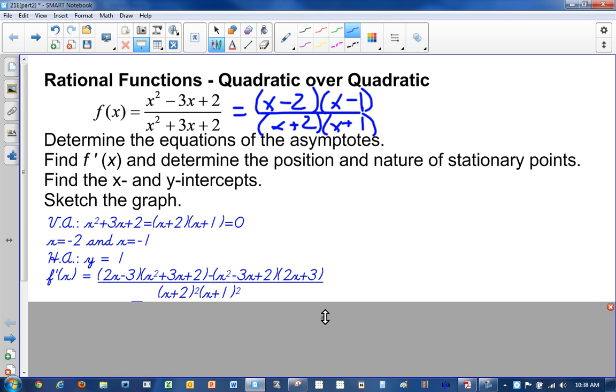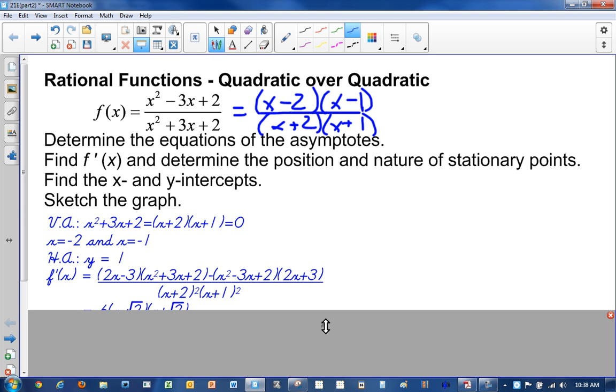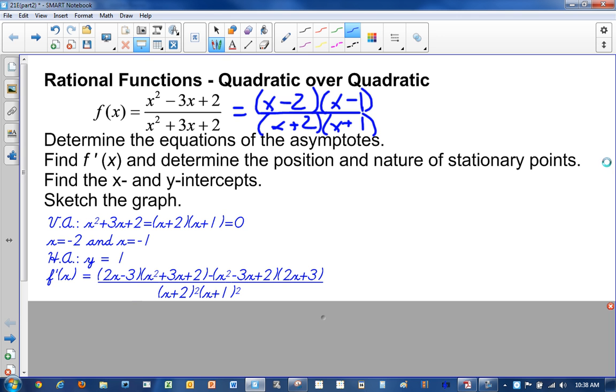Here's my derivative. I got it by doing quotient rule of the original function. The derivative of the top is 2x minus 3, which is right there, times the bottom, which is right there, minus the top, which is right there, times the derivative of the bottom, which is 2x plus 3, right there, all over the bottom squared. And I factored my denominator before I squared it, and I squared each of the factors.